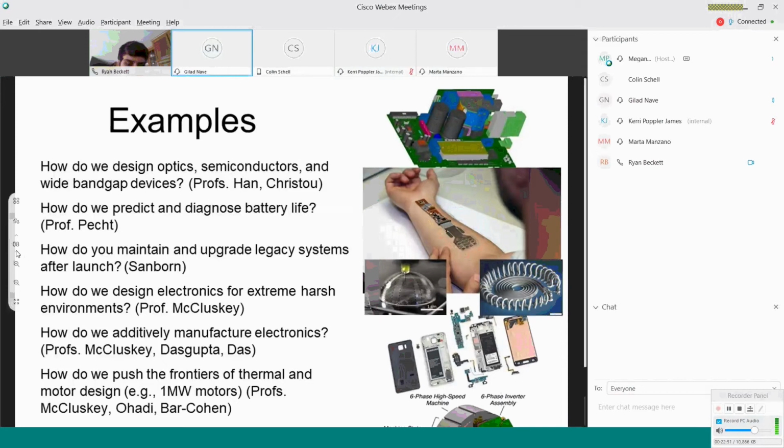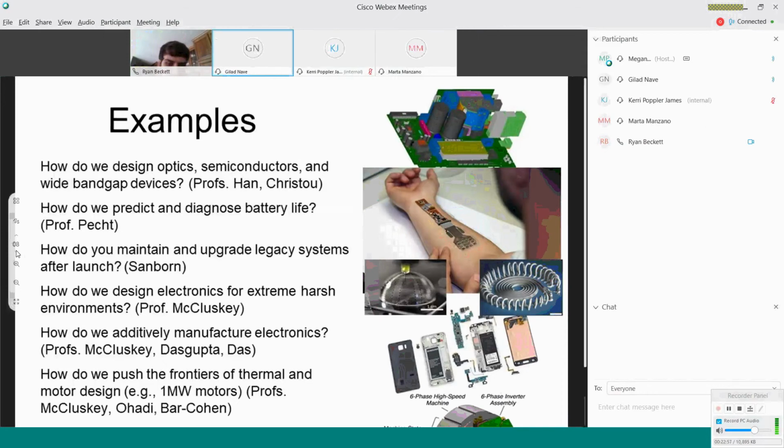So how many spares do we need of the old technology? When should we have a design refresh with the new technology? When do you maintain? How do you maintain? And when do you upgrade such legacy systems? And Professor Sanborn leads in that area.